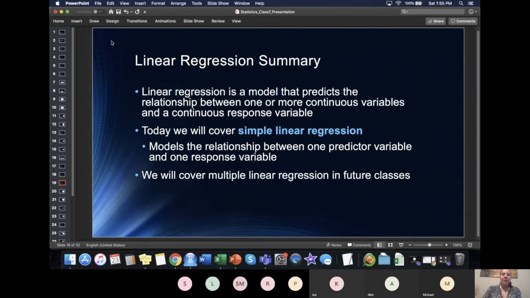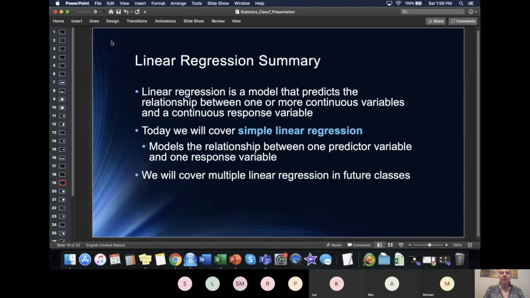So now we're going to get into linear regression. Linear regression is very similar to correlation in a lot of different ways. Correlation looks at the association, and some of the formula for linear regression is similar to correlation, but linear regression actually builds a prediction model to explain your data.